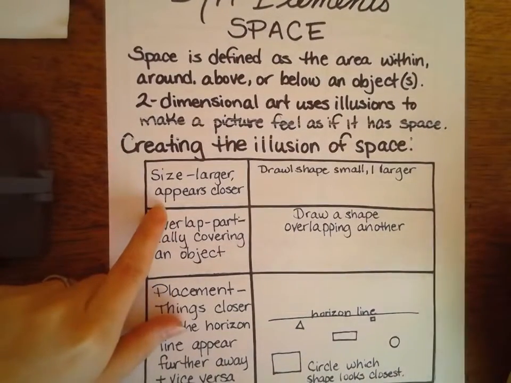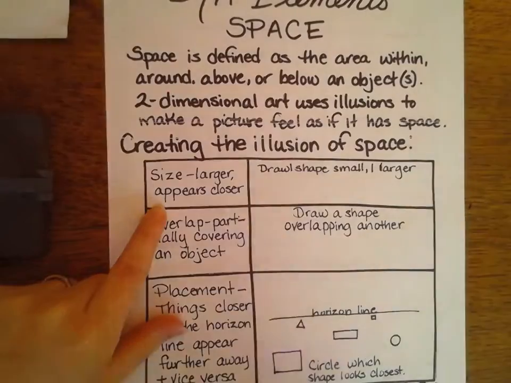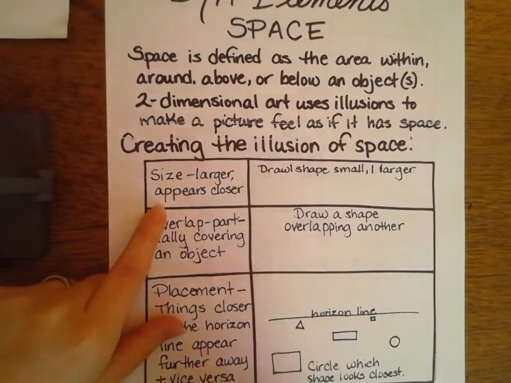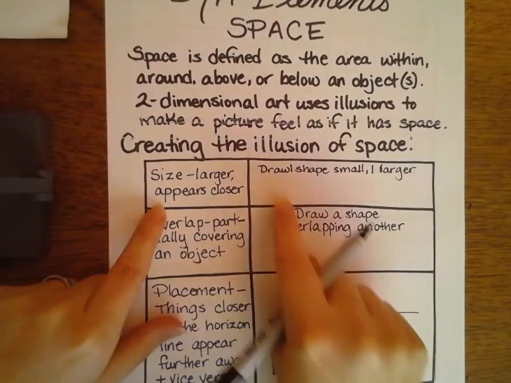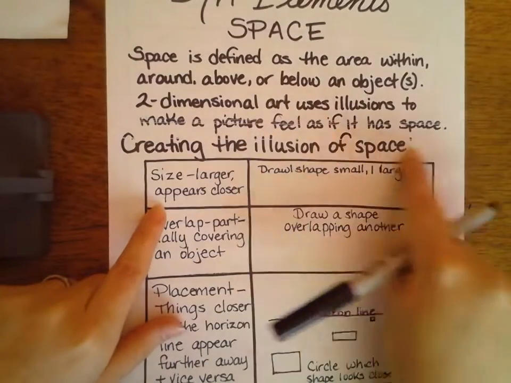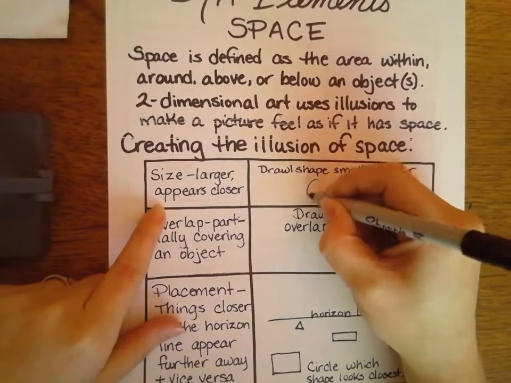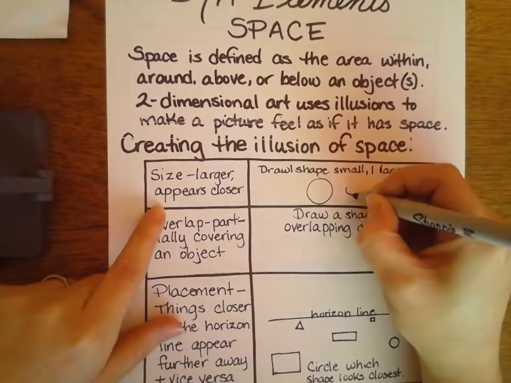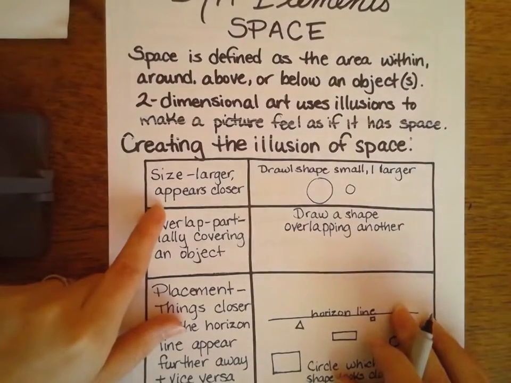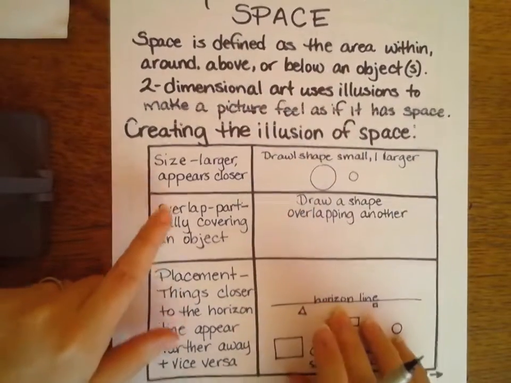One is size. If it is larger or appears closer, we are using that to trick our eye, making it feel like it has some depth. So in this rectangle right over here, I need you to draw one shape that is small and one shape that is larger. I'm going to draw myself a nice circle and a smaller circle right next to it. So I have a big and a small.